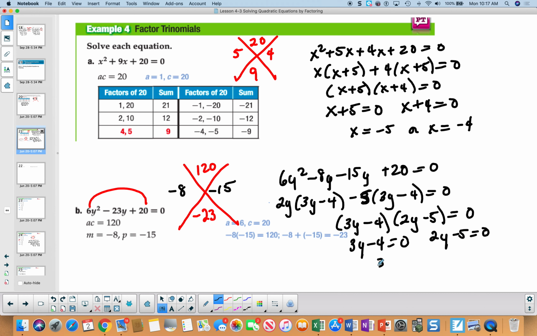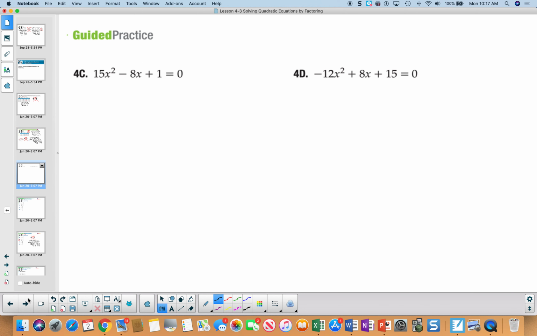And we're going to have 3y is equal to 4, or y is equal to 4/3. 2y is equal to 5, or y is equal to 5/2. Okay, your turn. Go ahead and stop the screencast. And now this is the time I do it with you.